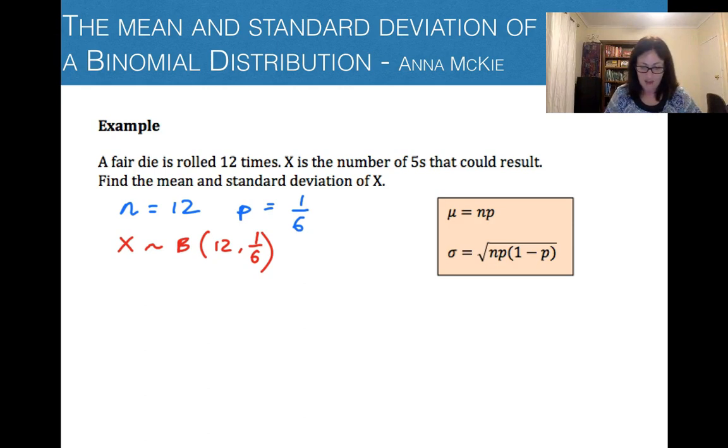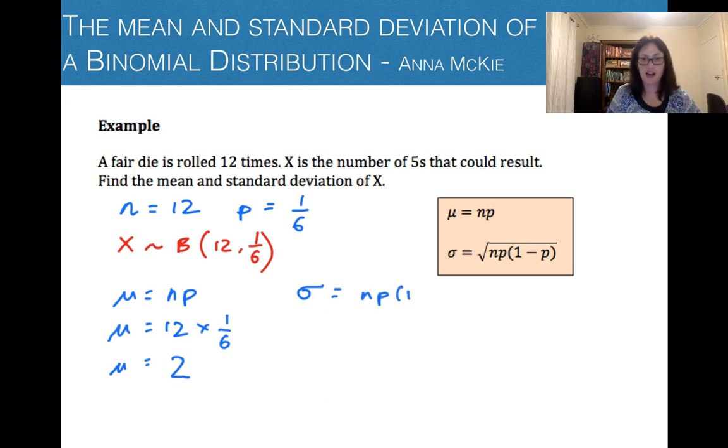Okay, and then we need to write what our mean is. So mu is equal to n times p, and so we've got 12 times a 6th. The answer to that is 2. So we would expect 2 5s, and then the standard deviation, as you can see from the formula, I like to get into the habit of writing the formula out each time.